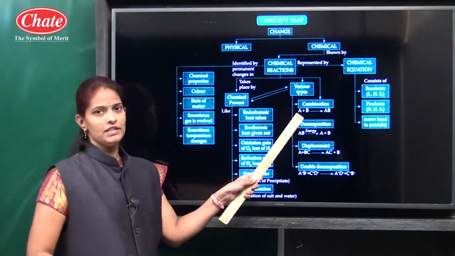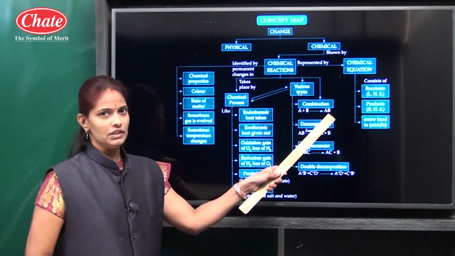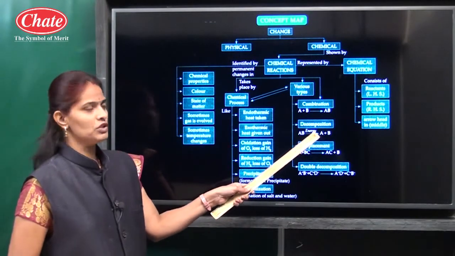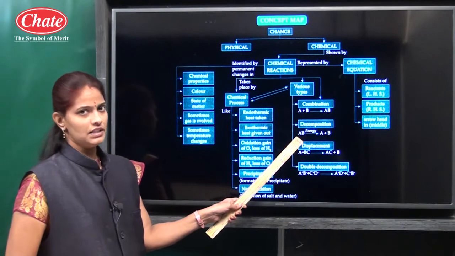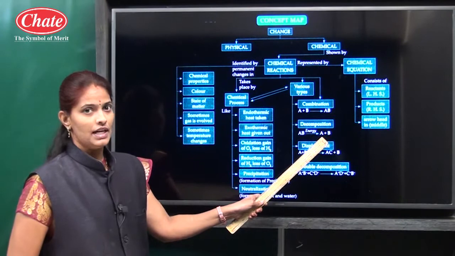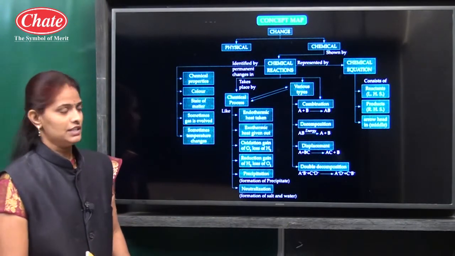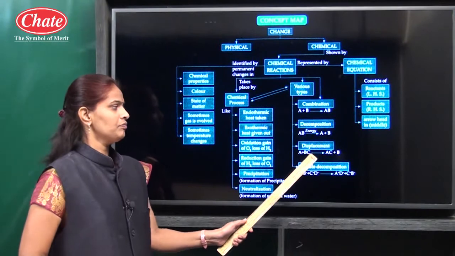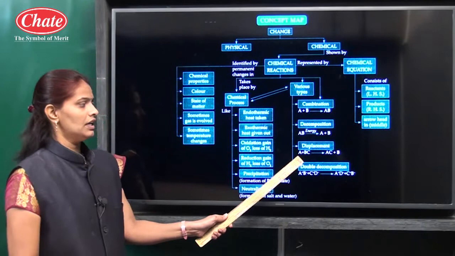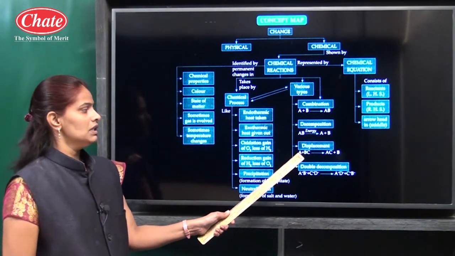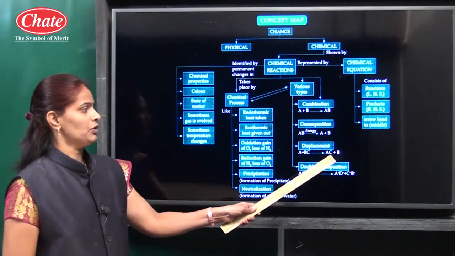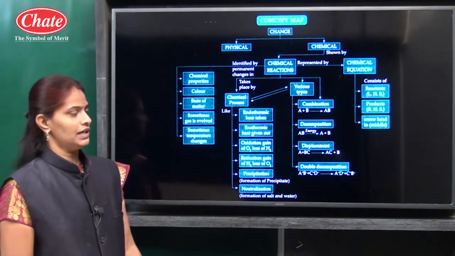Here 2 reactants are present, they combine to give a single product, that is why it is called combination reaction. In decomposition reaction, only a single reactant is present and it decomposes into 2 or more products, that is why it is called decomposition reaction. In displacement reaction, one compound is there and another metal is here. This metal displaces another metal from the compound and forms 2 new products, that is why it is called displacement reaction.